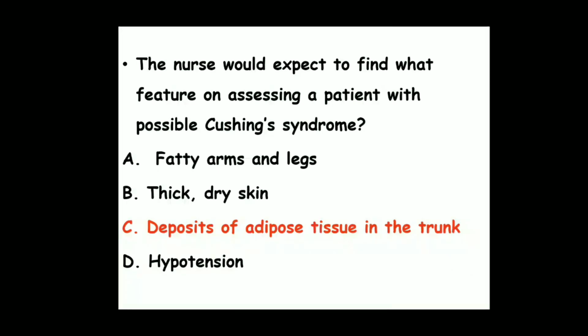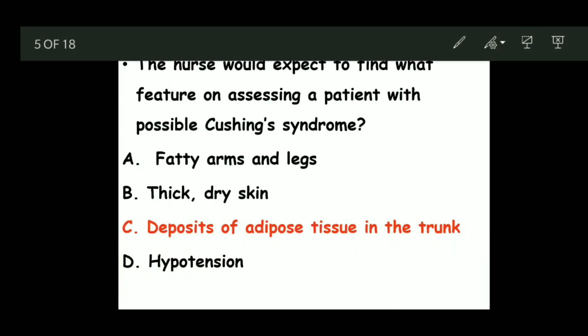They will have thin arms and extremities with truncal obesity, and more than thick or dry skin, they will have the striae, acne, hirsutism, all the skin changes usually expected in Cushing's. Hypertension is what you will expect in Cushing's, not hypotension. Hypotension is a feature of Addison's.